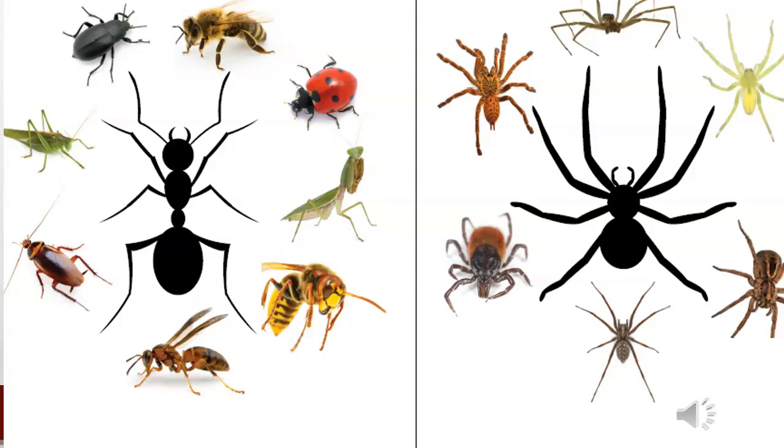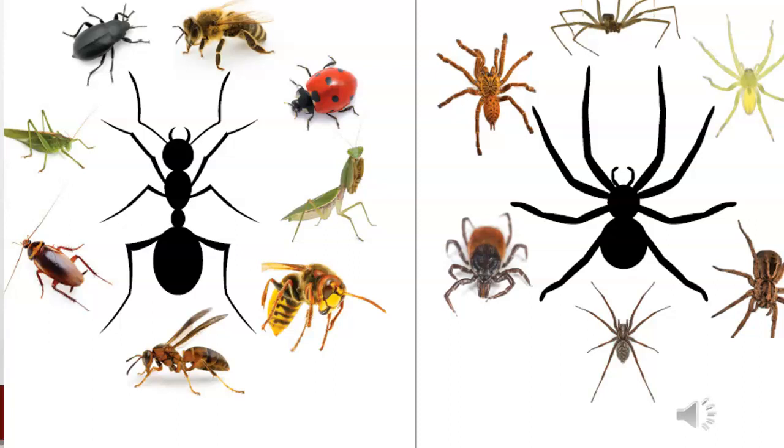Insects have 6 legs and 3 body parts. The ant in this image has very long antennae. They almost look like legs. In comparison, arachnids have 8 legs and 2 body parts.